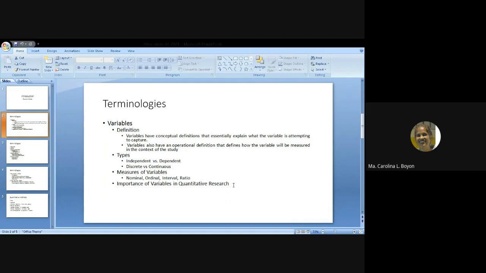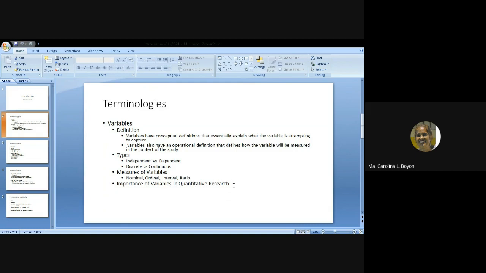For discrete and continuous variables, the difference is that discrete variables can only assume specific integer values. That means it's countable, okay? While a continuous variable will be defined within any 2 points and across that range of points between any 2 points that the variable is defined in.